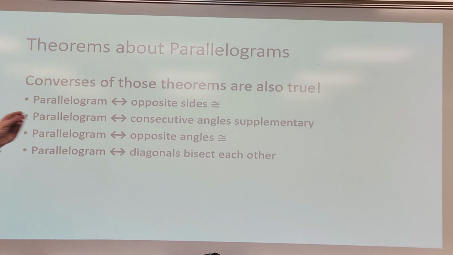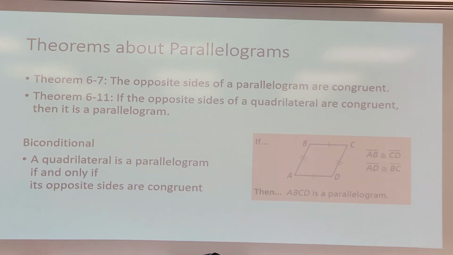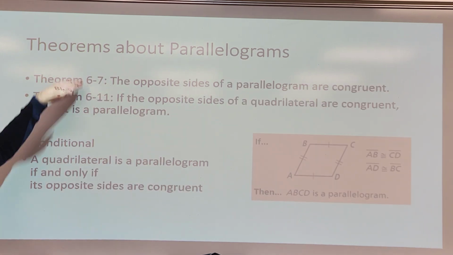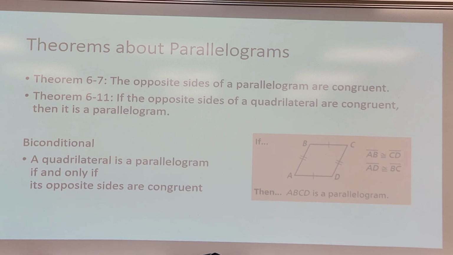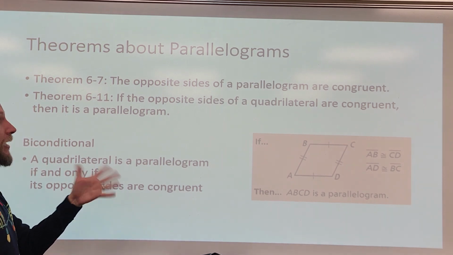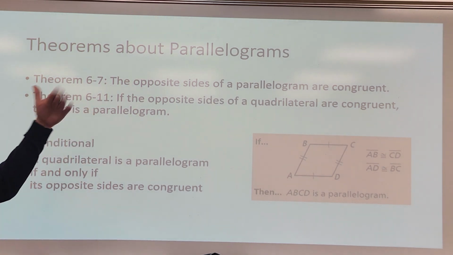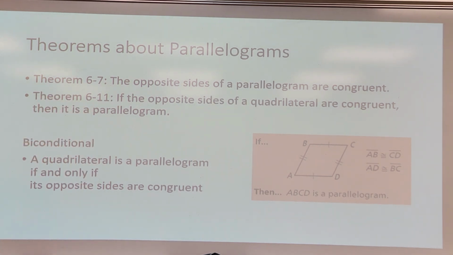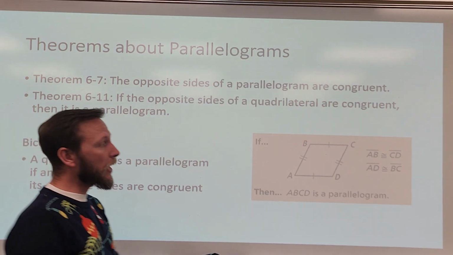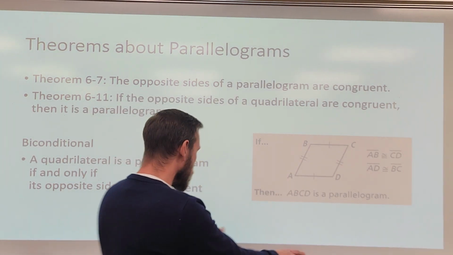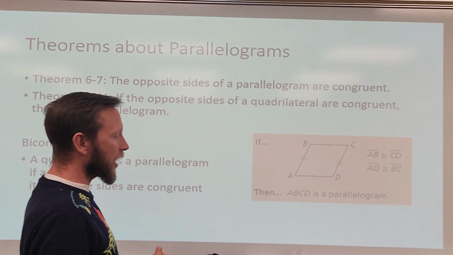So what we're exploring here in lesson 4 is the converses of each of those previous theorems. So we had theorems 7, 8, 9, and 10. Here we're going to start with theorem 11 and we're going to move from there. If the opposite sides of a quadrilateral are congruent, then it's a parallelogram. So if we have this situation, then we can show that this is a parallelogram.